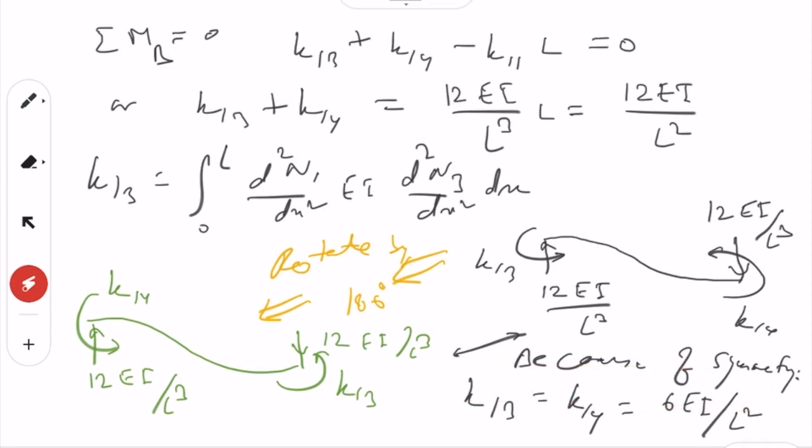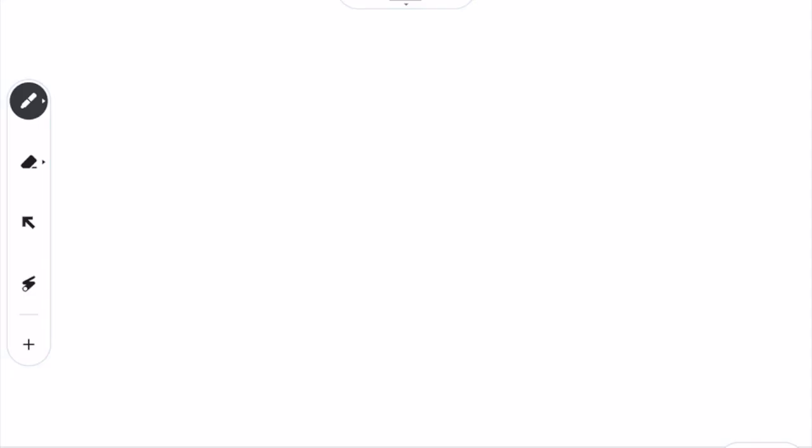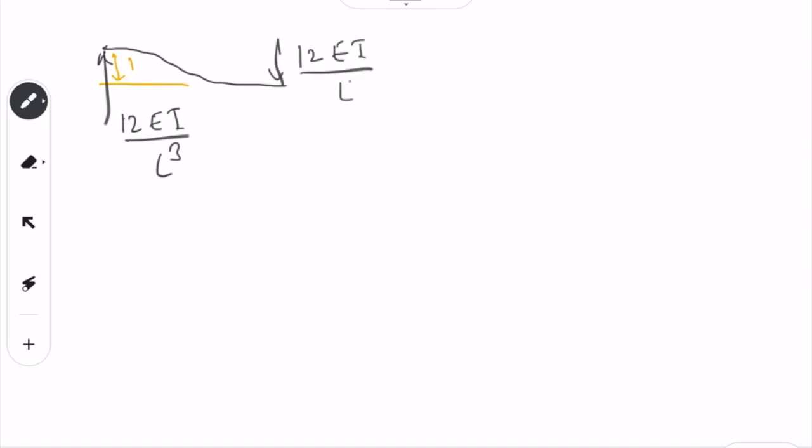Given this information, now we can derive the other values as well. What we know so far is, if you have a slope 0 here, and a value from here to here equal to 1 unit displacement, the forces are 12 EI over L cube and 12 EI over L cube.